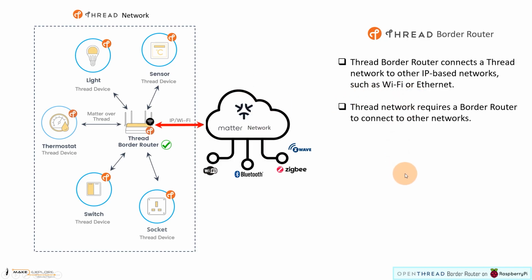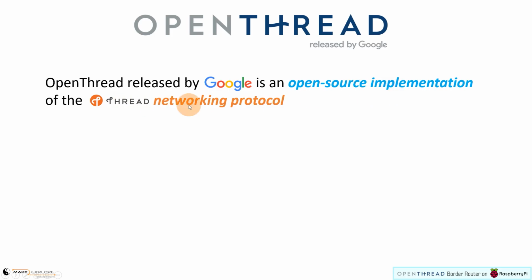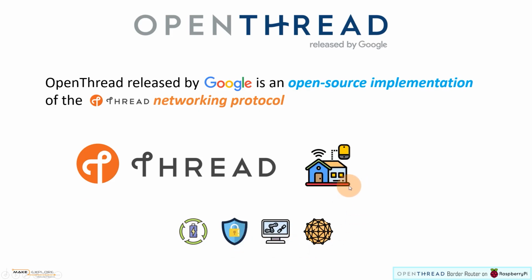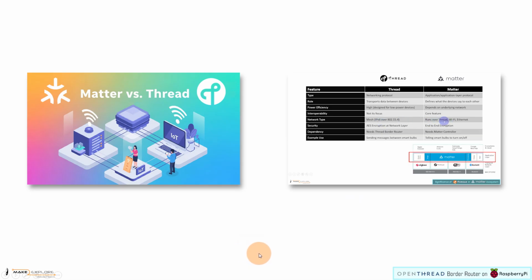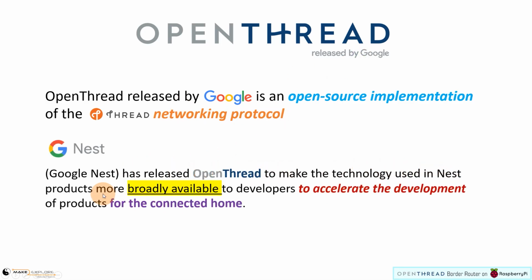So what is OpenThread? OpenThread is an open source implementation of the Thread networking protocol. And we know that Thread is a low-power, secure, and robust mesh networking protocol for connecting smart home and IoT devices. We have discussed the Thread protocol and its relation with Matter in detail in our previous video. For more information, you can check that out. Google Nest has released OpenThread to make the technology used in Nest products more broadly available to developers to accelerate the development of products for the connected home.